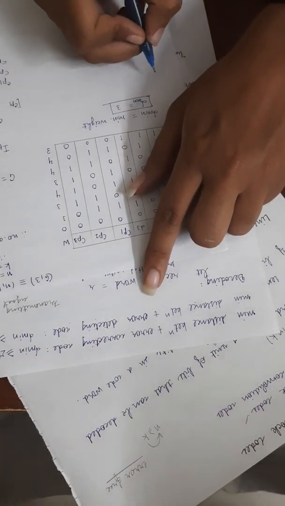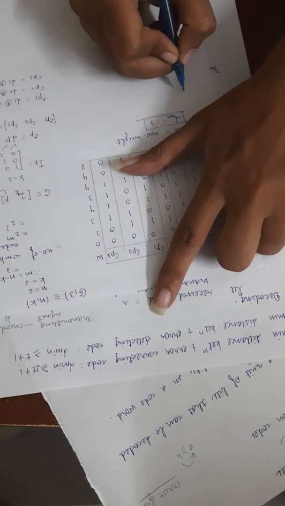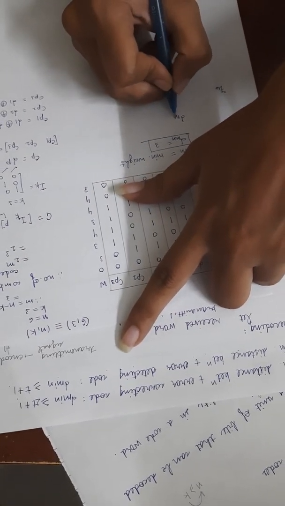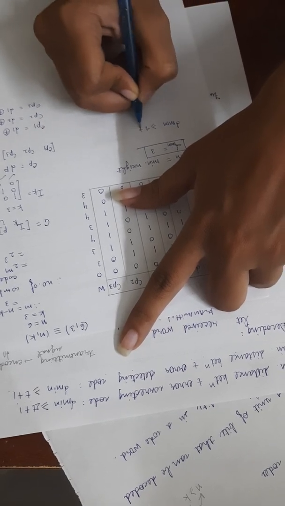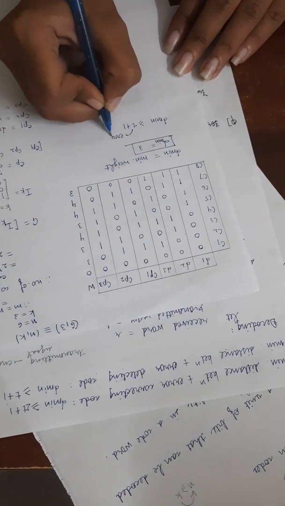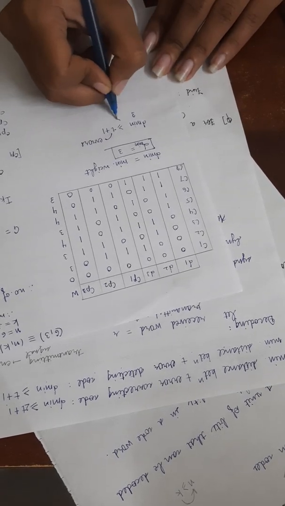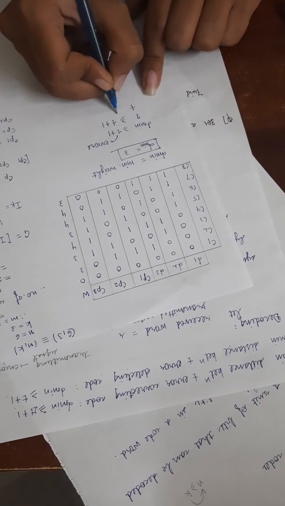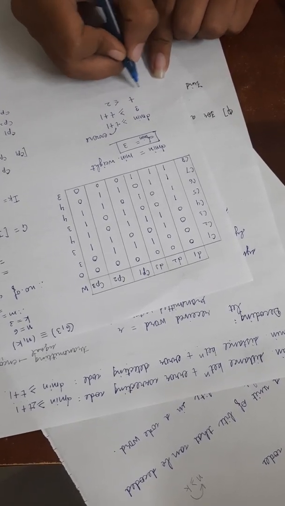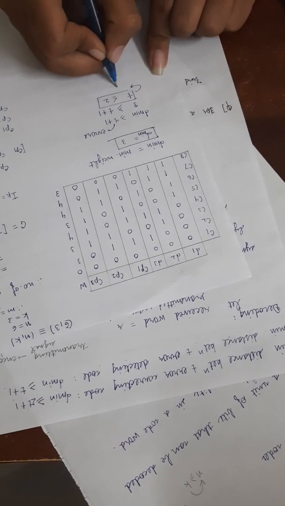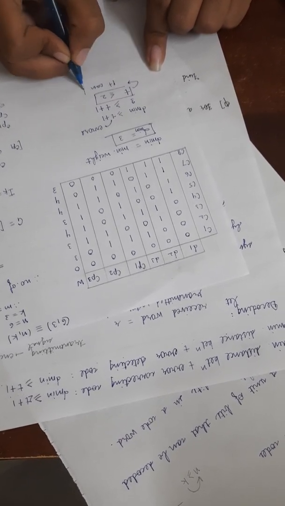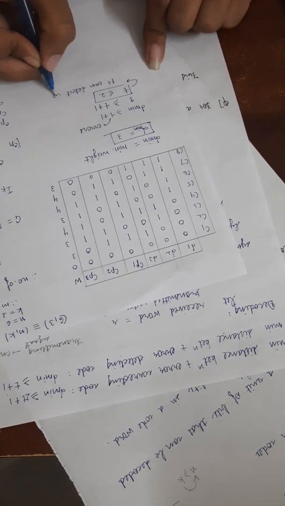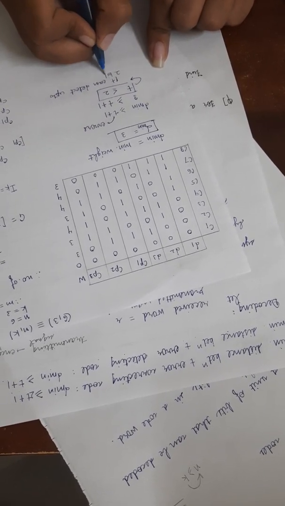Now the third is error detection and error correction capability. We had discussed here that the error detecting code condition is given by D min should be greater than or equal to t plus 1, where t is the number of errors. Here D min is equal to 3. Therefore, 3 is greater than or equal to t plus 1. This implies that t is less than or equal to 2. So from here we get that it can detect up to 2-bit errors.